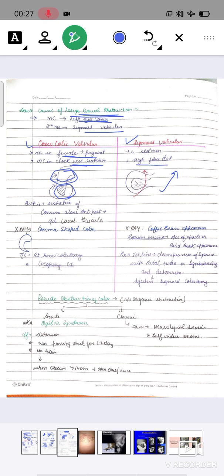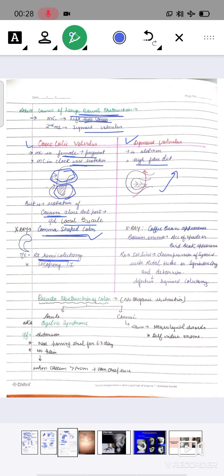Sigmoid volvulus is usually associated with the elderly, and also with populations taking a high fiber diet, for example in South India. If the cecum and colon undergo anterior posterior rotation, it is known as cecal bascule. On X-ray there will be a comma-shaped colon, and treatment for cecocolic volvulus will be right hemicolectomy.